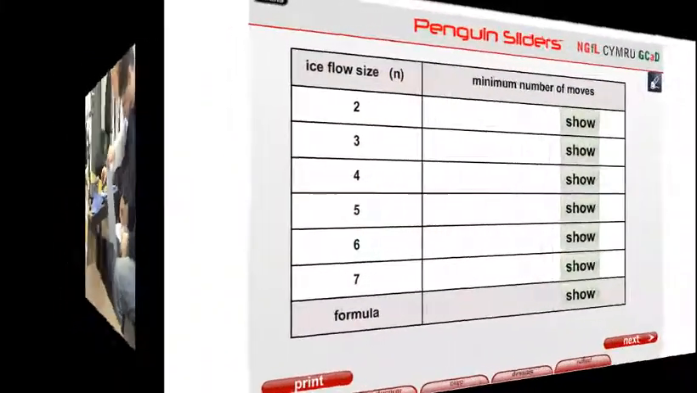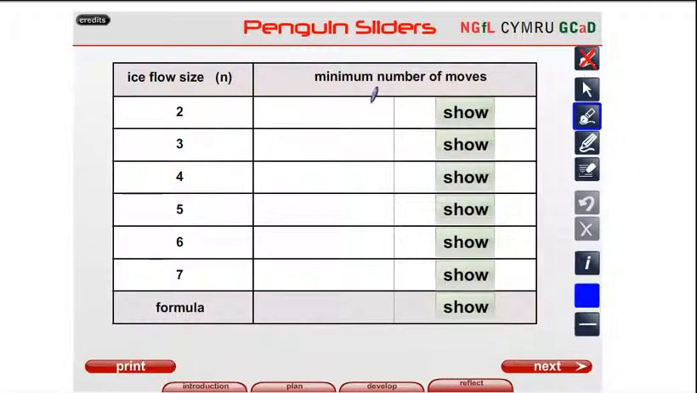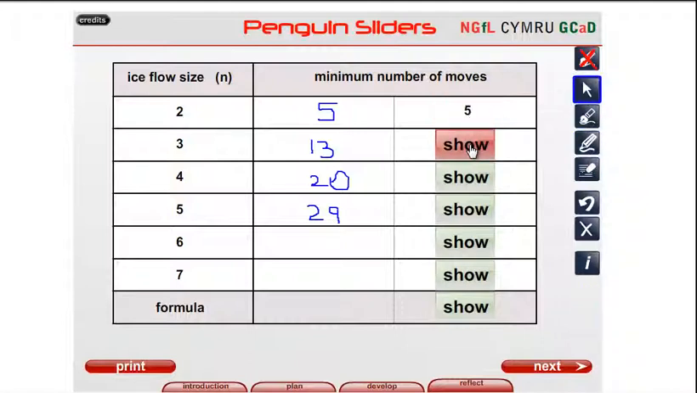Once the students have had time to model the problems for every ice flow and record their results, then the reflection screen on the interactive resource can be used for the pairs to share their solutions with the rest of the class. You can use the pen tool to write the results directly onto the screen. Then you can reveal the correct answers. If any of the answers that you've written down are incorrect, then you can use the rubber to change those answers.